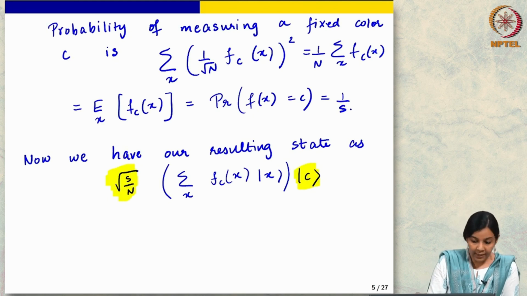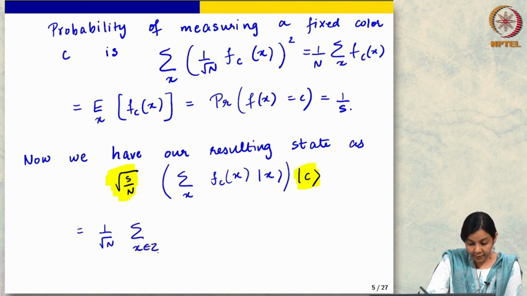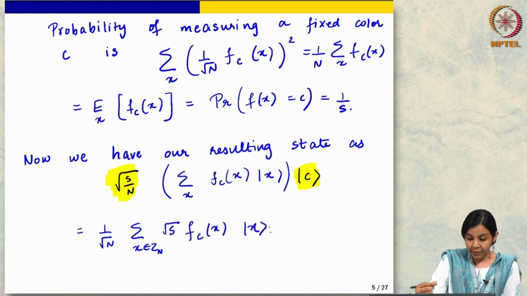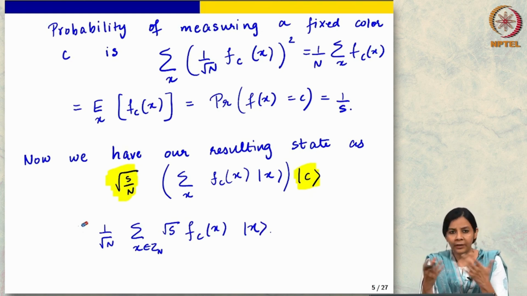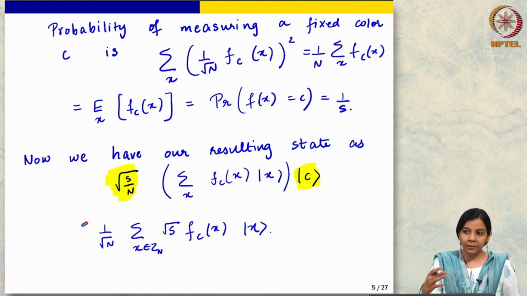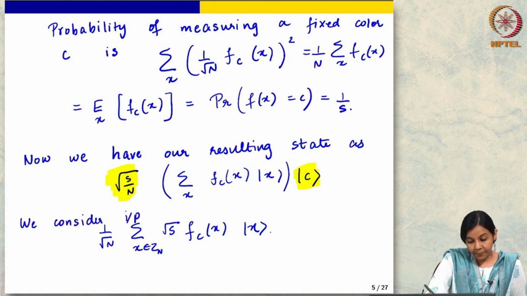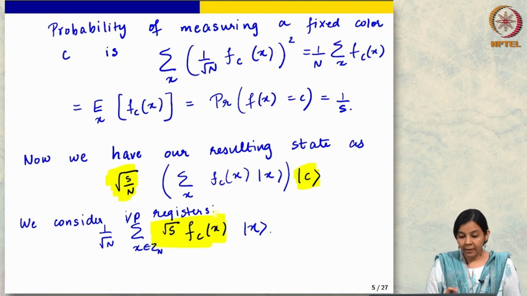Okay, so we got this state, and we in turn rewrite it as 1 over root n summation over x in Zn of square root S Fc(x) |x>. Remember that once we collapse our second register, we typically just throw it away; we do not have any further advantage to gain from it. So now we consider only the first set of registers, and this is what we get. I am just rewriting what we had before, with a small reordering so that this square root S is inside with the Fc(x).